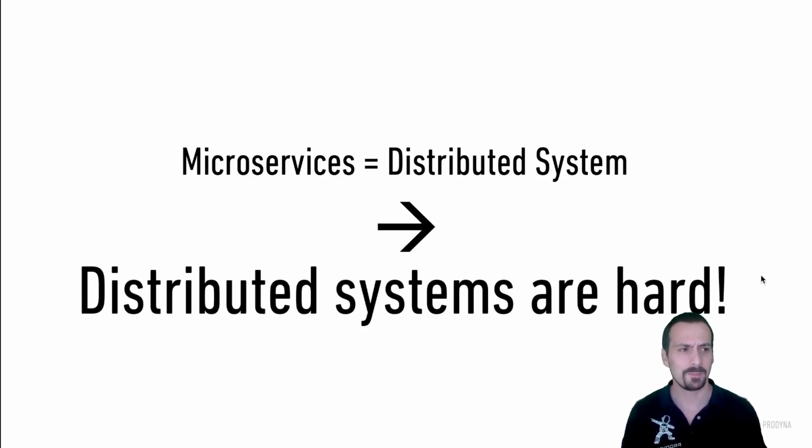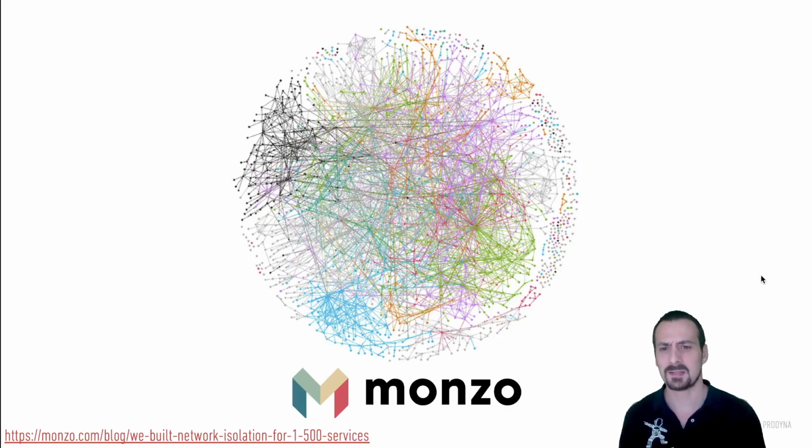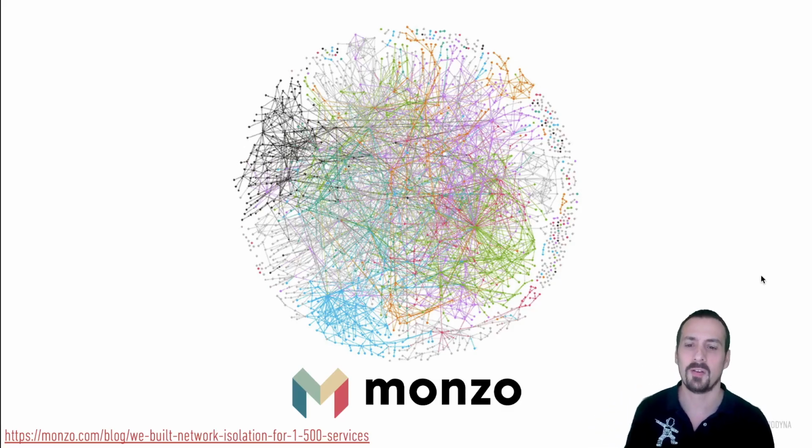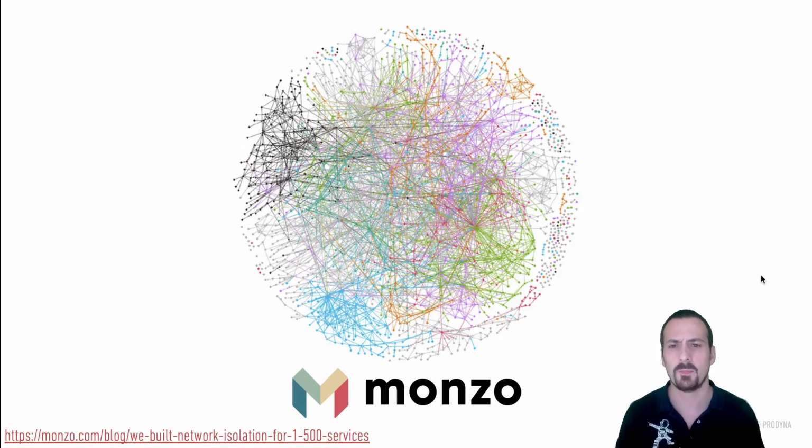Little example, this is the microservice network of the bank Monzo from the UK. They are running more than 1,500 microservices. They are all somehow interconnected. And as you can imagine, developing such a big system with all these dependencies and all these interactions makes it very, very complex to operate.